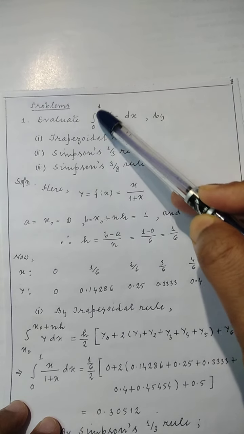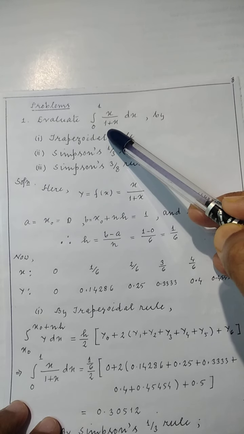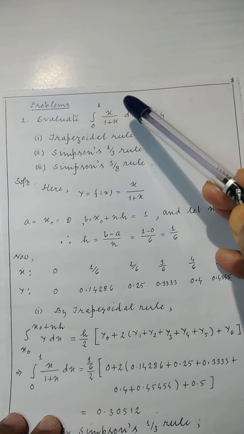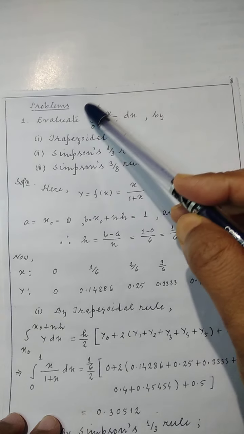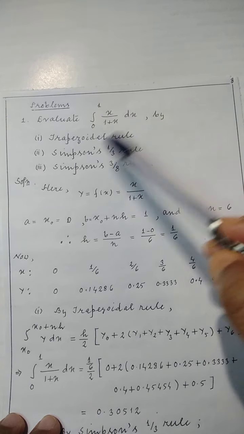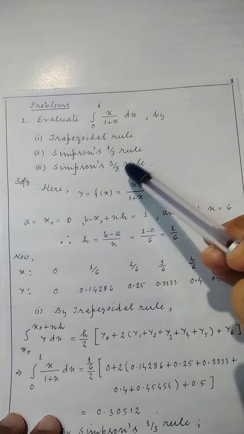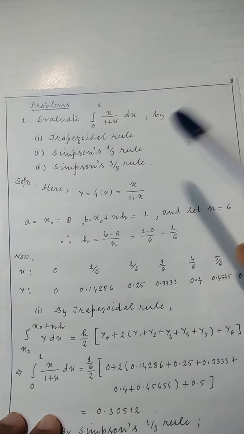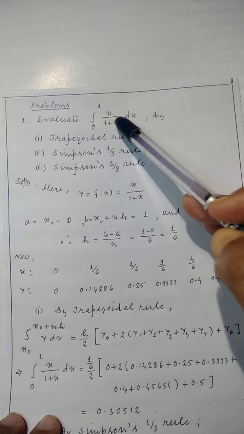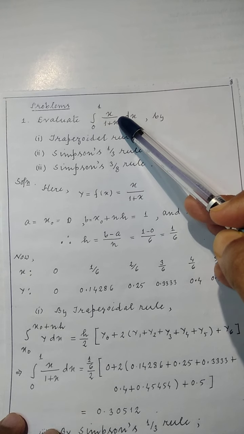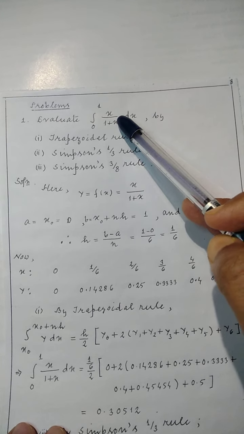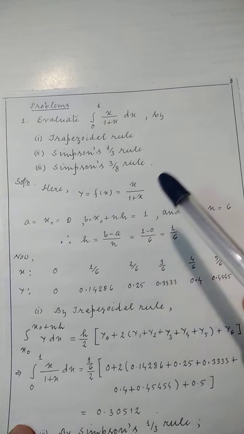Integrand means this is the function. This function we can write as y is equal to f(x). So how do we find the value of this definite integral using the trapezoidal rule, Simpson's 1/3 rule and Simpson's 3/8 rule? For that we have to take the help of the integrand, as well as the limits of integration. So let's see how to proceed.